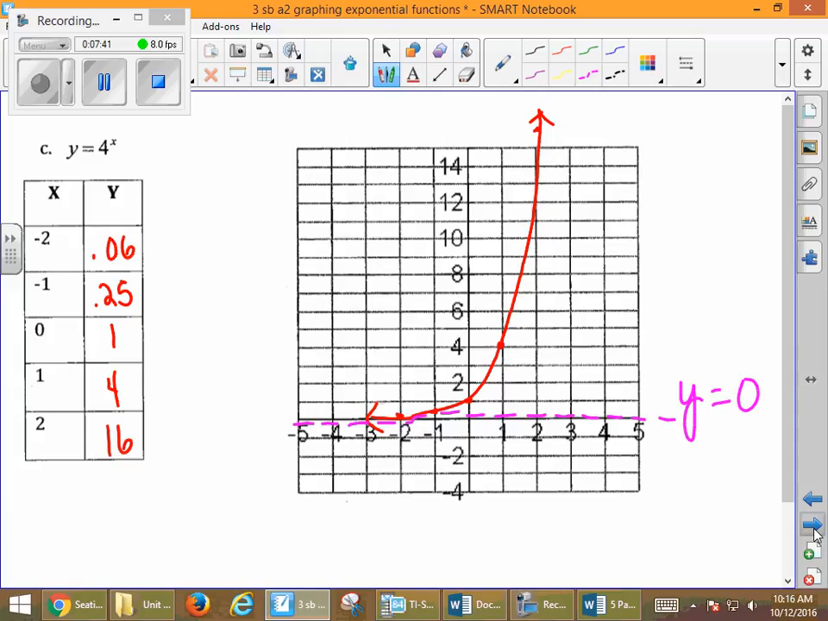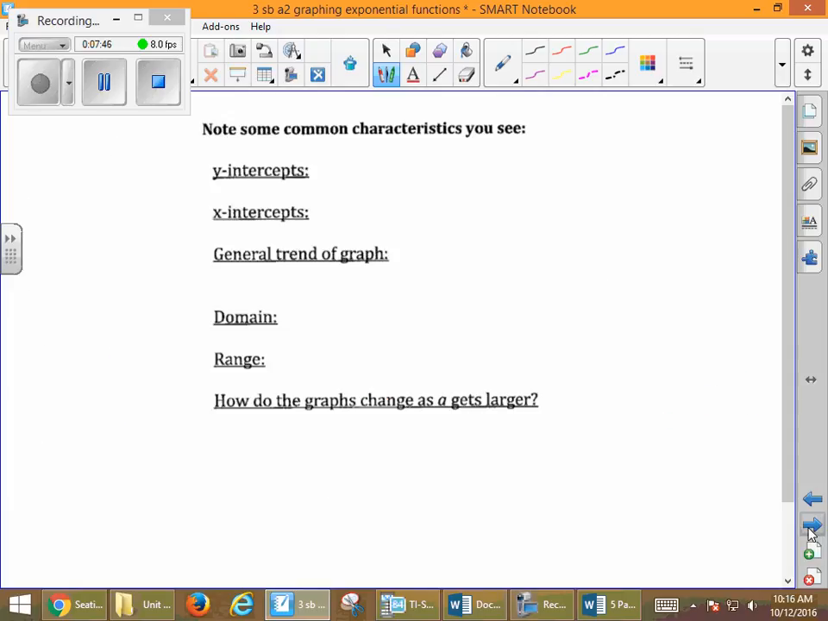So let's look at a couple characteristics here of these graphs. What do you notice about the y-intercept of all three of those graphs? And we in fact looked at them yesterday as well. Well, if you go back and look at all three of them, our y-intercept is at (0, 1). And because we have an asymptote in each of these graphs, which is a line that the graph approaches but never quite reaches, we never have an x-intercept.